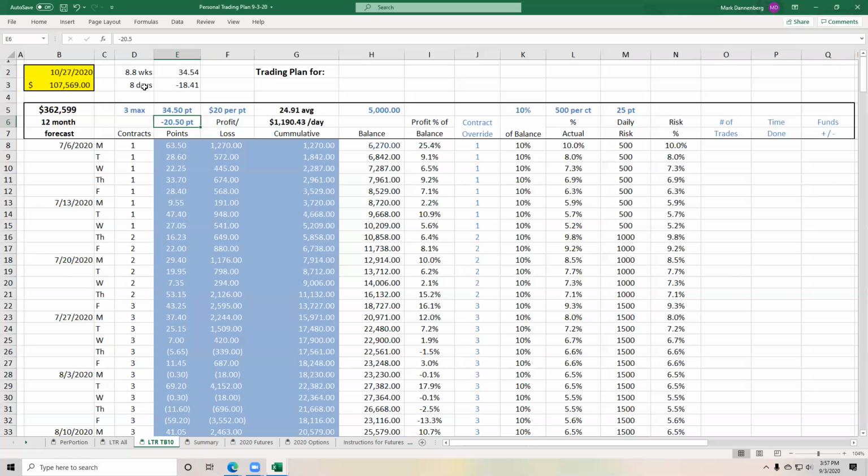We have 8 losing days, and today was a small losing day, but it classifies as a losing day. We have 8 losing days in almost 9 weeks. Tomorrow will be 9 weeks. So we are really right on plan, slightly favorable to plan. And so our average losing day is 18.41 points. So I'm going to change that to 18.41.